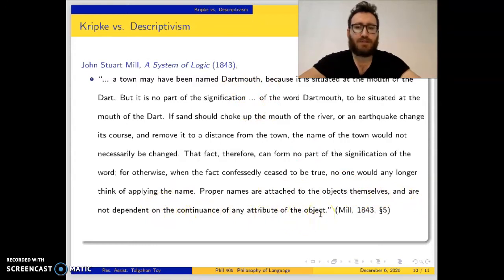See the contrast between a term like white and a proper name like Dartmouth. A term like white is dependent on the continuance of the attributes of the white objects. If a white object ceases to be white, then we would not use the term white to refer to that thing.